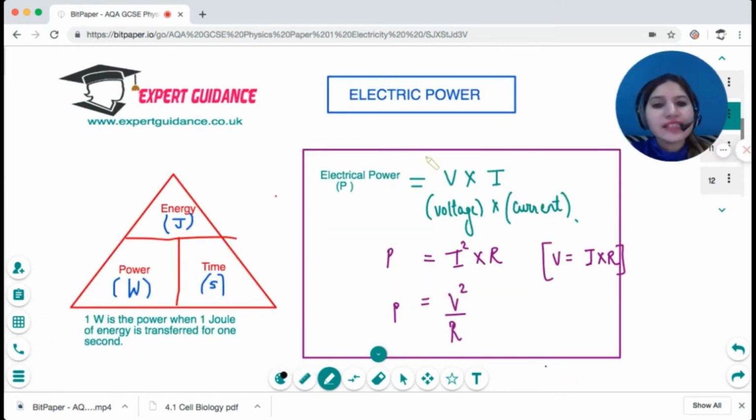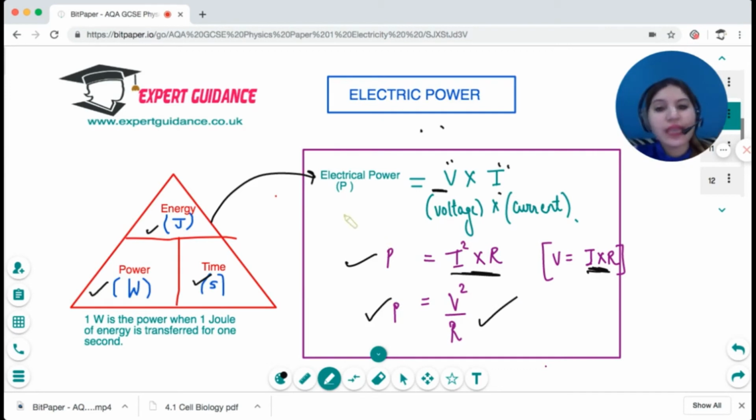Now, there's another important triangle called power. Power is measured in watts, which is energy per unit time. And when we talk about electrical power, that can be measured by voltage times current, and V can be written as IR according to the resistance triangle. So another formula would be current squared times R, or I can be written as V over R. So another formula is P equals V squared over R. Okay, so you need to remember all these three formulas, and in the exam, they can give you either voltage and current, or resistance and current, and ask you to find the power.